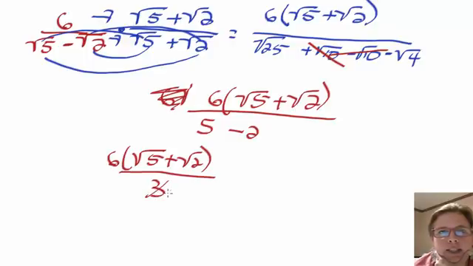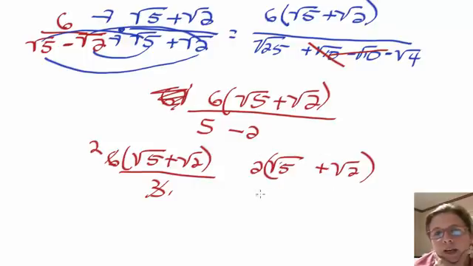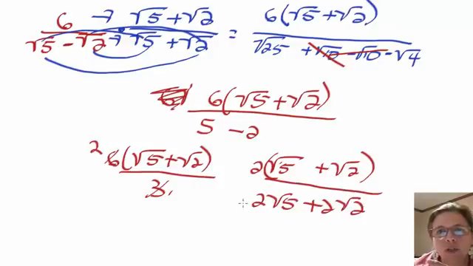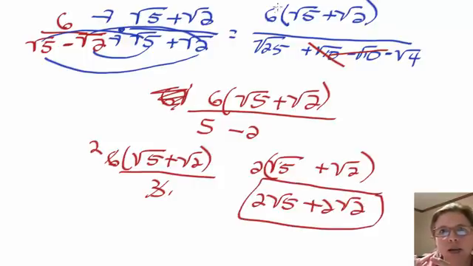Right, so that means these can cancel. So we're left with 2 times the square root of 5 plus the square root of 2. Then we can distribute and get 2 square roots of 5 plus 2 square roots of 2. You could have distributed the 6 through way up here. You would have just had to reduce at the end. It doesn't matter how you do it. Okay? Let's do one more of those.